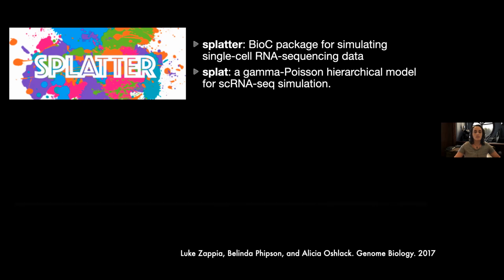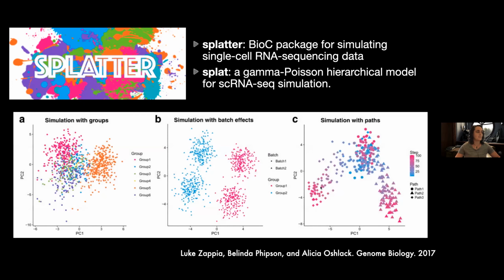So with SPLAT, you can simulate really cool complex data sets like these, where group effects might indicate different cell types, or path effects might be different steps along some kind of differentiation trajectory. It also allows you to simulate batch effects, so you can have more complex experimental designs. So Splatter is a really fantastic tool. It's been cited over 200 times in just a few short years.